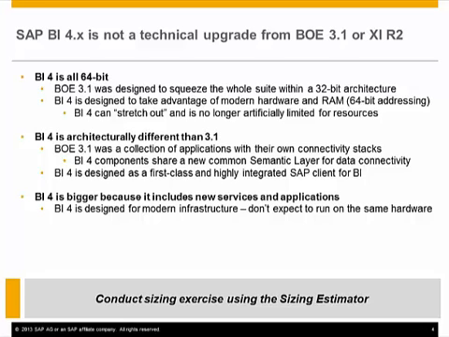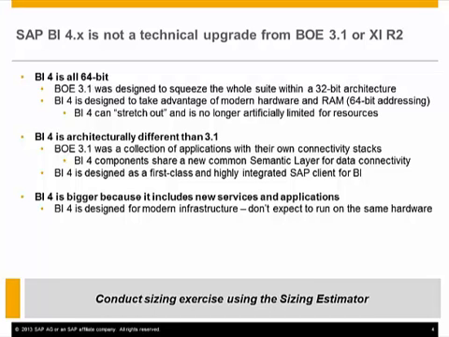Second, BI4 is also architecturally different than 3.1. If you look at the XI 3.1 environment and its client tools, the majority of those client tools were developed with their own connectivity stack, while in BI 4.1 we have what's called the common semantic layer, and pretty much any of the client tools that you would see in BI 4.1 leverage that semantic layer. In addition, we made quite a few significant enhancements to our connectivity to BW.